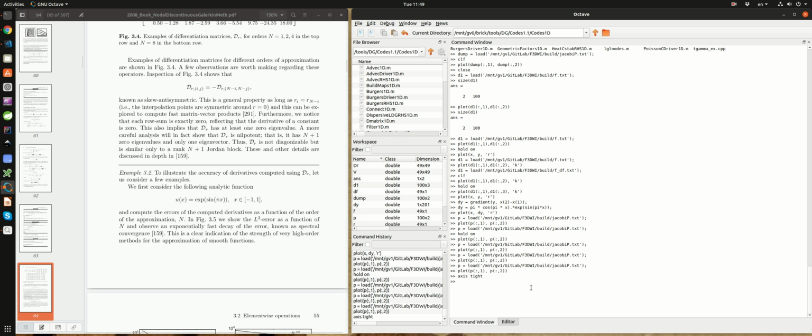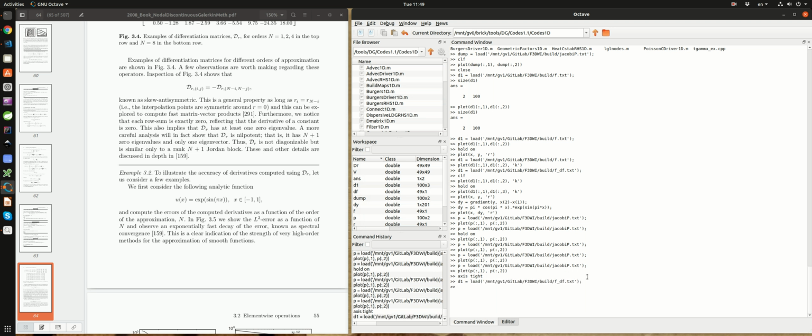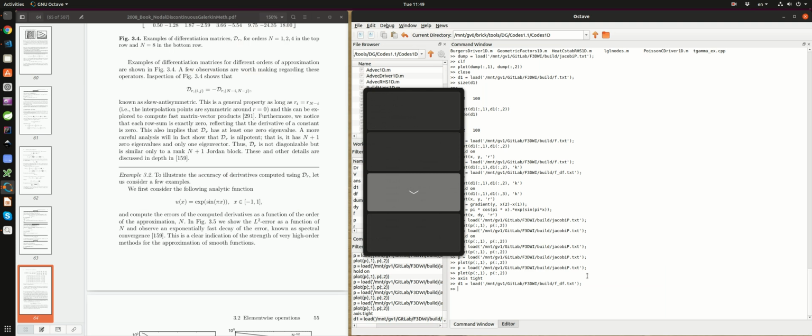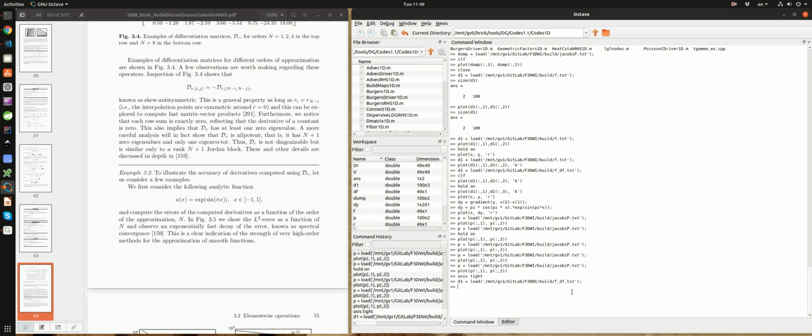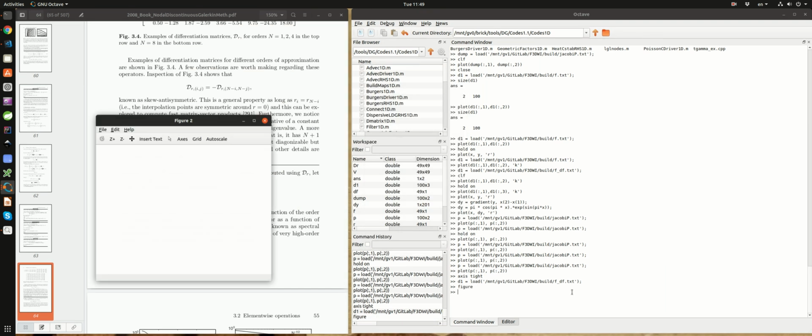So what I can do is load the file, that's D1. I can read this particular file. I have to check, this is for how many points? I can't remember. Let me construct another figure, and then let me just plot it.